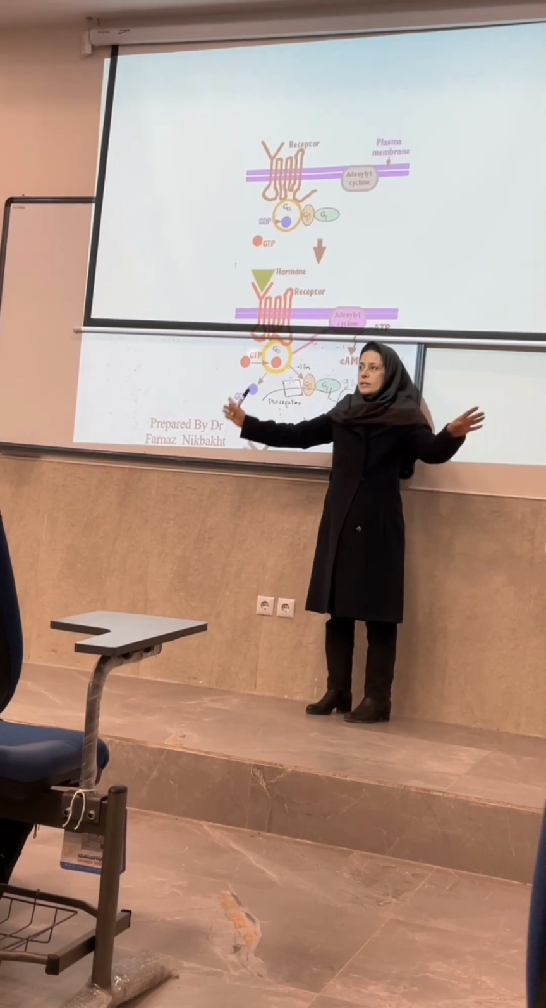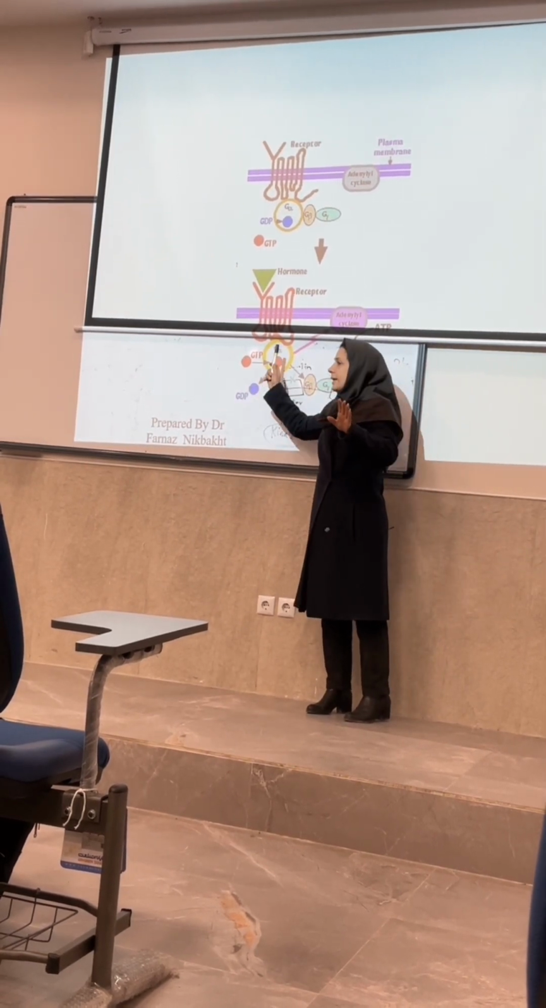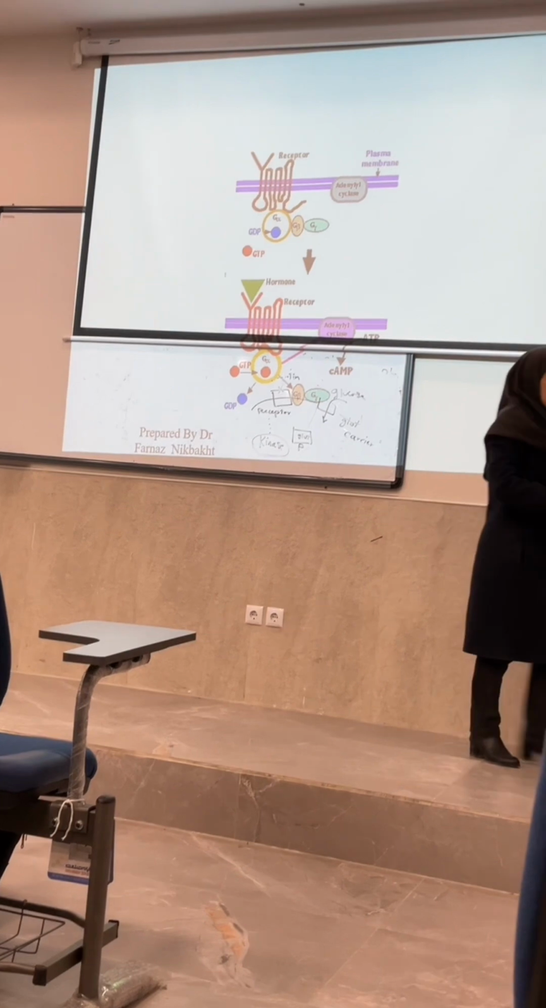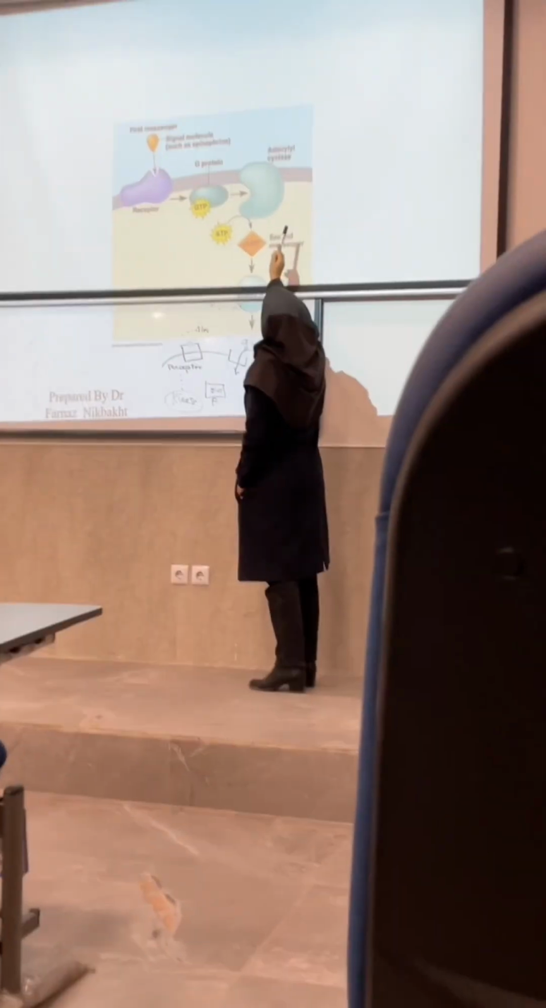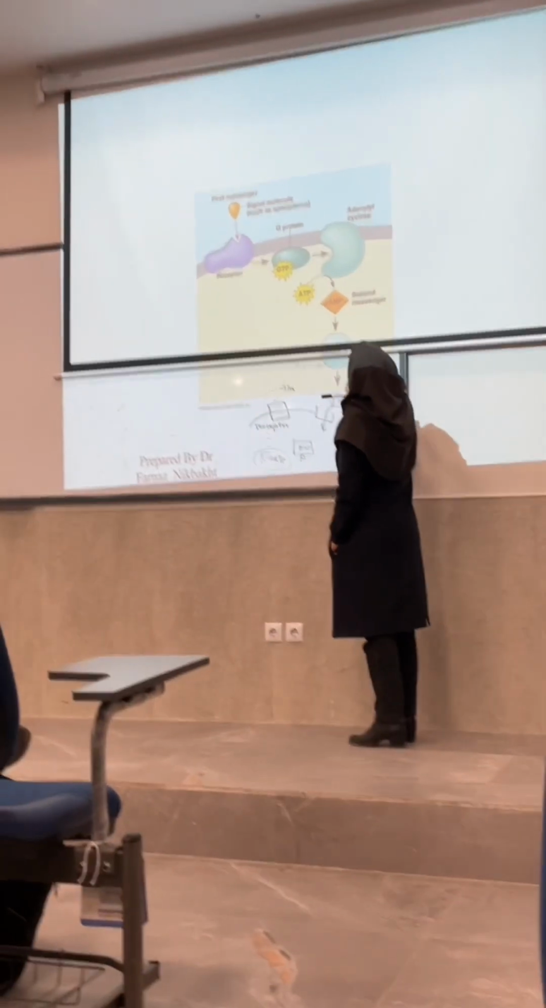And the rest from here, now the alpha, which is active, starts cell signaling. Until here, there is no cell signaling, okay? But finally here, we can see the cell signaling. To see what is happening.